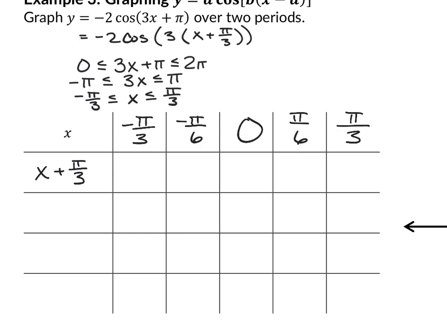So negative pi over 3 plus pi over 3, that's 0. Then I would get pi over 6. Then I would get pi over 3, because we're just adding pi over 3 every time. Then I have pi over 2. And then I have 2 pi over 3.